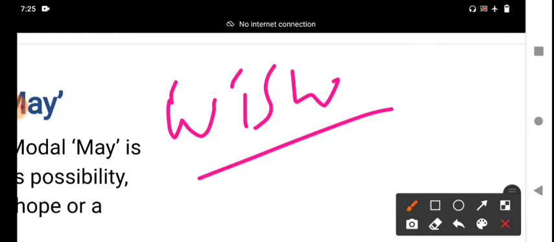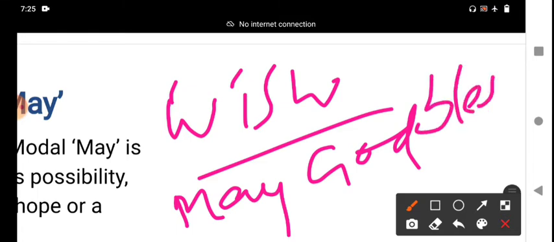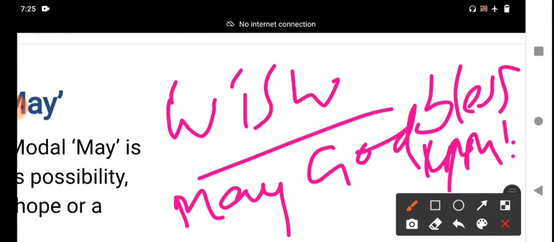For example, our wish: may God bless you. That is a wish. May God bless you. It is exclamatory. May God bless you is a wish, his desire, his opinion.